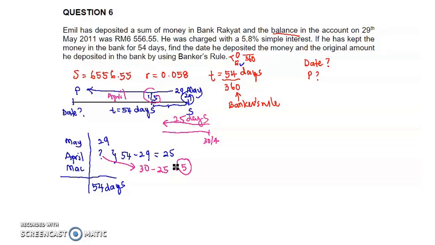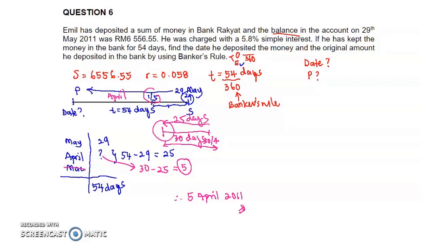We know that total here is 30 days. So that's why 30 days minus 25 days. Then we get the date here. So the date will be on 5th April 2011. So discard March. So the date will be 5th April 2011.